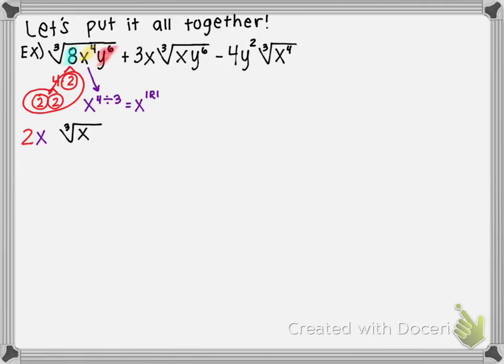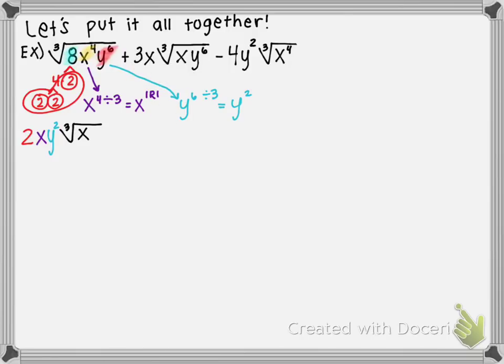And then y to the 6th, we're going to do y to the 6th divided by 3, and that comes out evenly as y squared, and we put that on the outside. There's nothing left inside. There are no remainders. So I just simplified this entire thing and made it this. That's the most we can simplify. Now we go on to this next one.